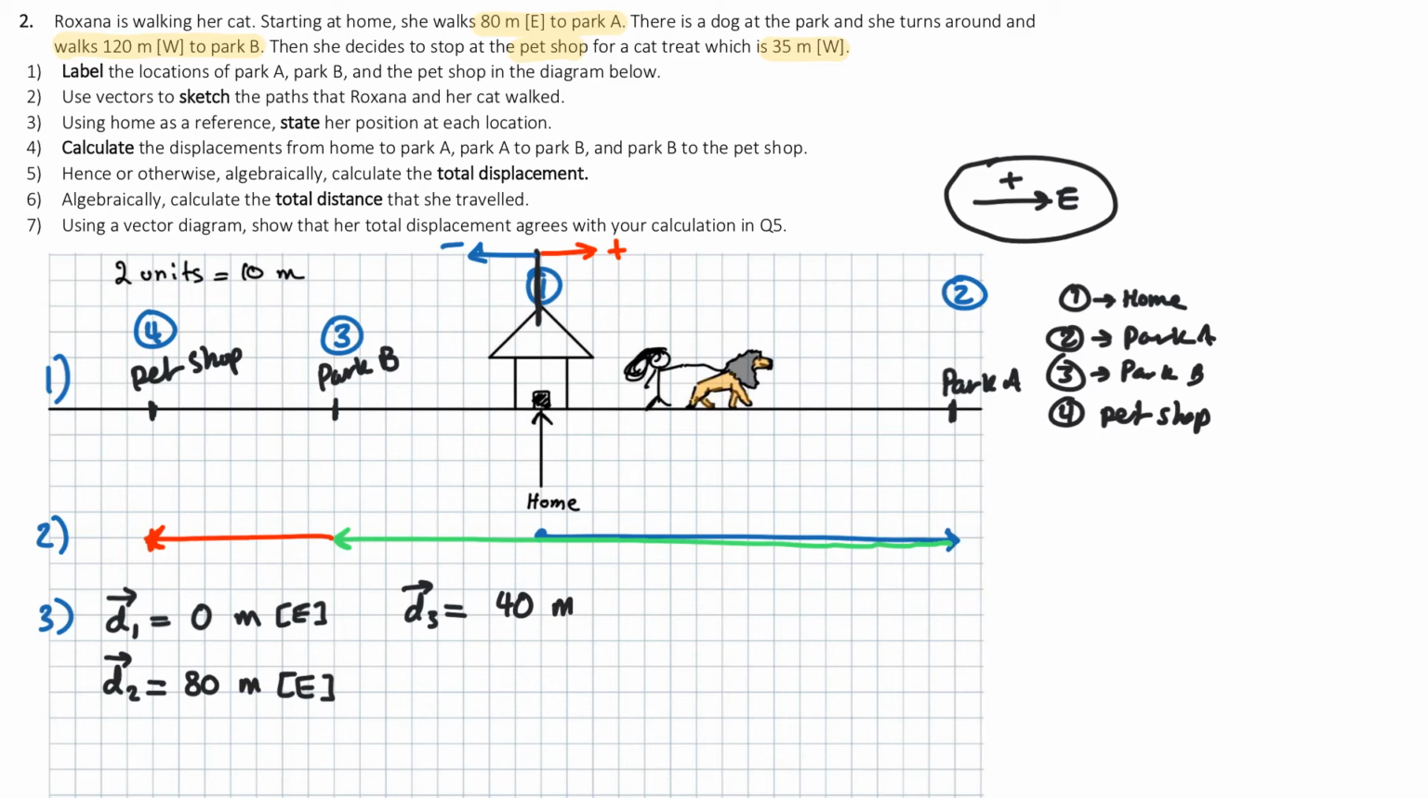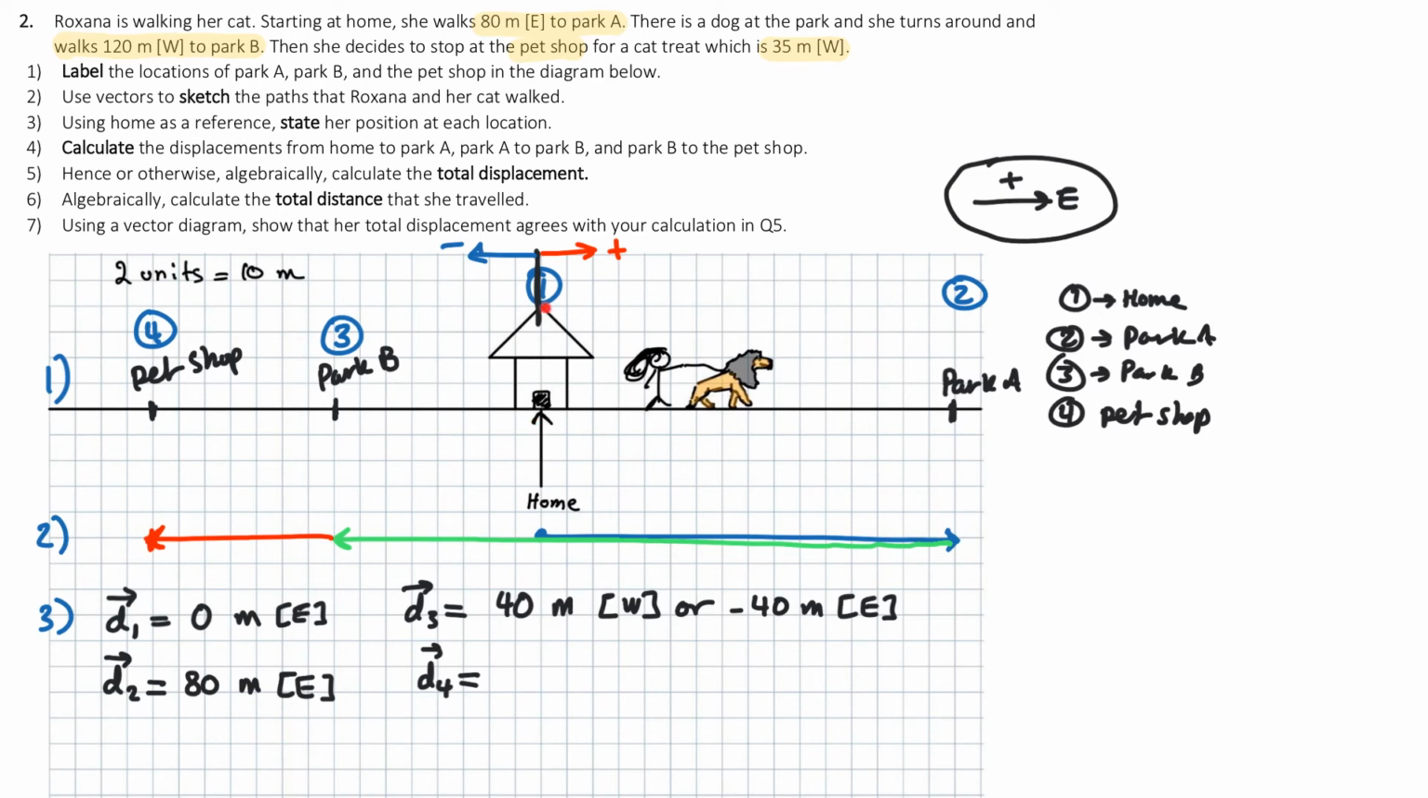Unit is meters. And this time, I'm on the left-hand side. So I can either write this as 40 meters west, or I can write it as negative 40 meters in the east direction, and both answers are acceptable. How about position 4? Well, let's see.